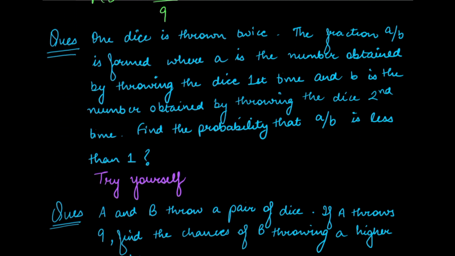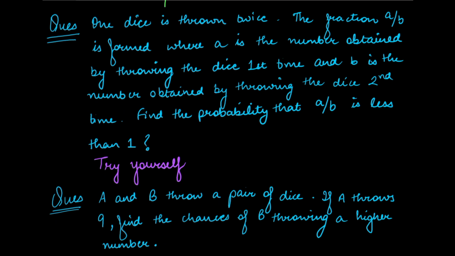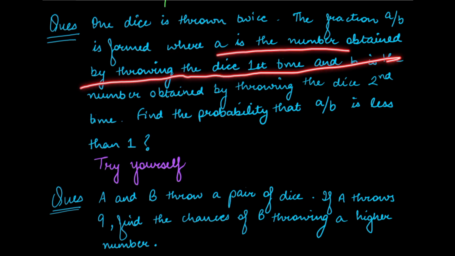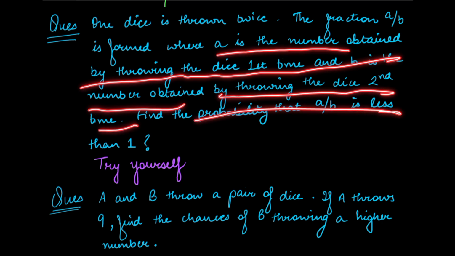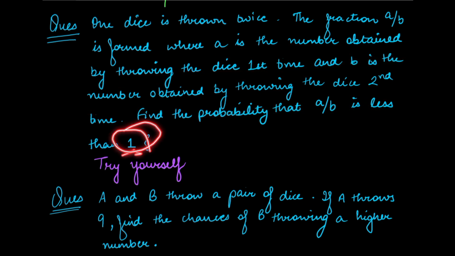Next question. One dice is thrown twice. The fraction A by B is formed, where A is the number obtained by throwing the dice the first time and B is the number obtained by throwing the dice the second time. Find the probability that A by B is less than 1.